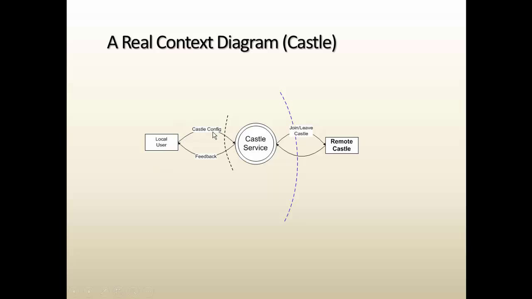that's using the castle service. You've got the castle service that will be broken down because it's a high-level process that gives feedback, and of course because you've got here an external entity and a process, there's a trust boundary there. Then you've got a remote castle external. And again, there's an input and output, but between every process and every external user, you'll notice there's a trust boundary.